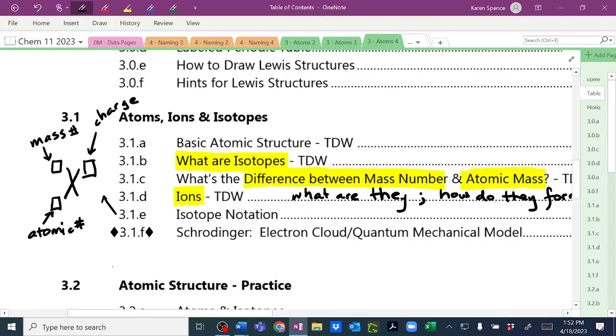You should also know that if I write aluminum 28, what does that 28 tell you? That 28 is the mass number.